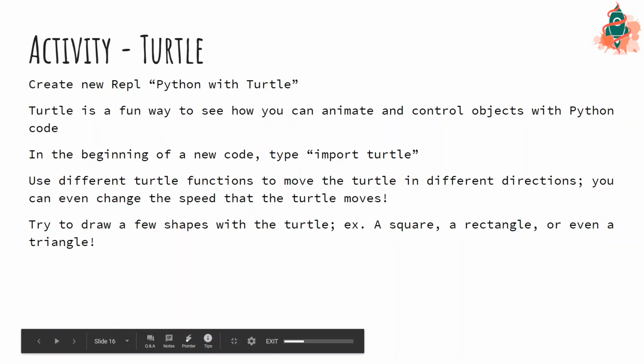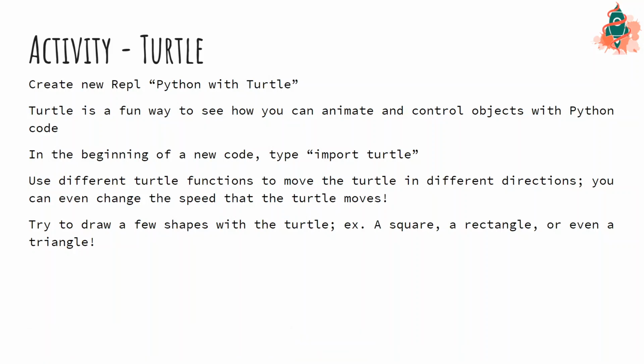Another activity is turtle. Go to REPL again, and then Python with turtle. Turtle is a fun way to see how you can animate and control objects with Python code. It's super simple. The only thing you need to do up top is import turtle. Use different turtle functions to move the turtle in different directions. You can even change the speed that the turtle moves. Try to draw a few shapes with a turtle, such as a square, a rectangle, or even a triangle, or just a line, anything you want. Pause the video and try doing that.